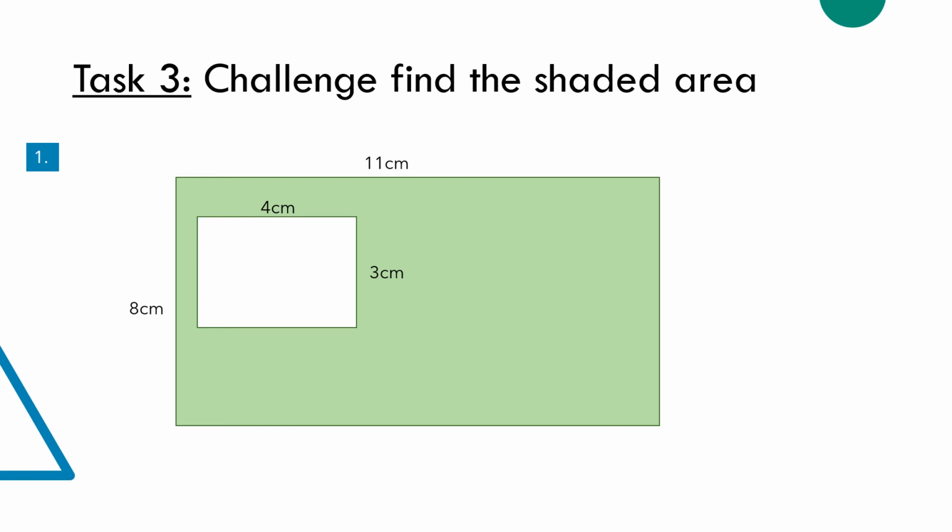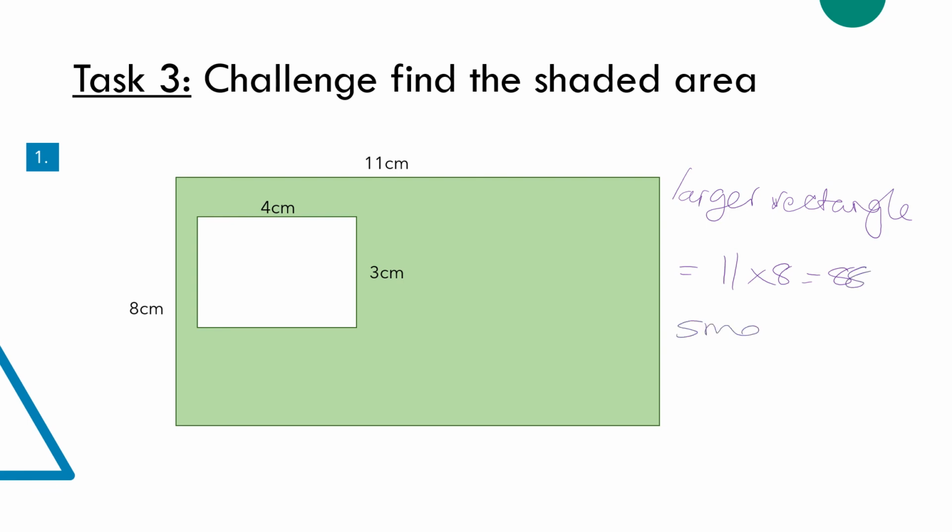Hopefully now you've had a go at this question. I'm very quickly going to go through how you would find the answer. So you can check your answer if you had a go, and if you were struggling, you can follow this through now. So the larger rectangle has a length of 11 and a width of 8, giving me 88.